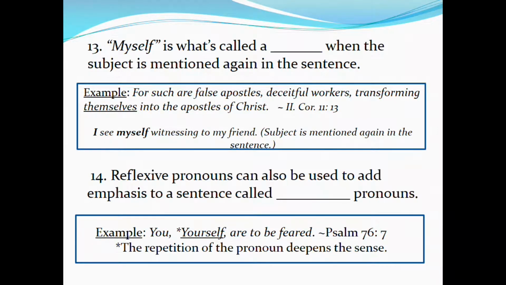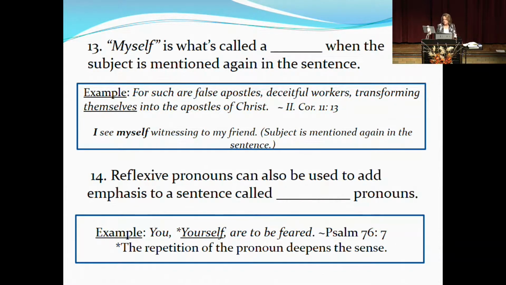Now, reflexive pronouns can also be used to add emphasis to a sentence. And then what are these called when emphasis is given? These are called what kind of pronouns? Intensive. Sometimes they say reflexive intensive, and some just call them intensive. But they really mean what they say. It's intensive. It's driving home a point. And here's a verse I found this week.